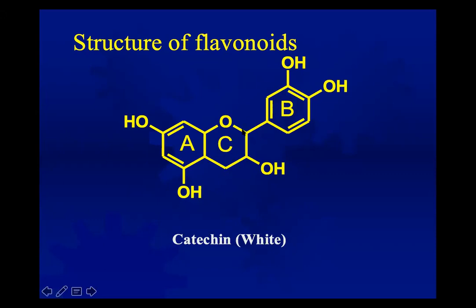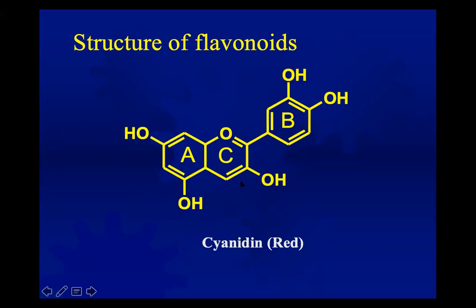Catechin is white, and it is present in our green tea as well as the black tea. Catechin is a very powerful antioxidant compound. So if you take tea regularly, you can find catechin there and can boost up your immunity. And cyanidin, also no hydroxylation here. Here the double bond is different, not double bond 2 to 3. Here you see 3 to 4 as well as 1 to 2. So this is the difference. Cyanidin color is red, and many flower pigments are cyanidin.